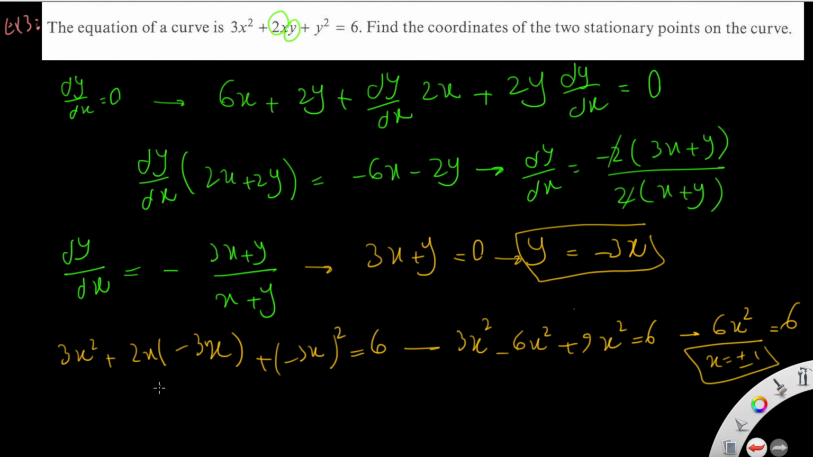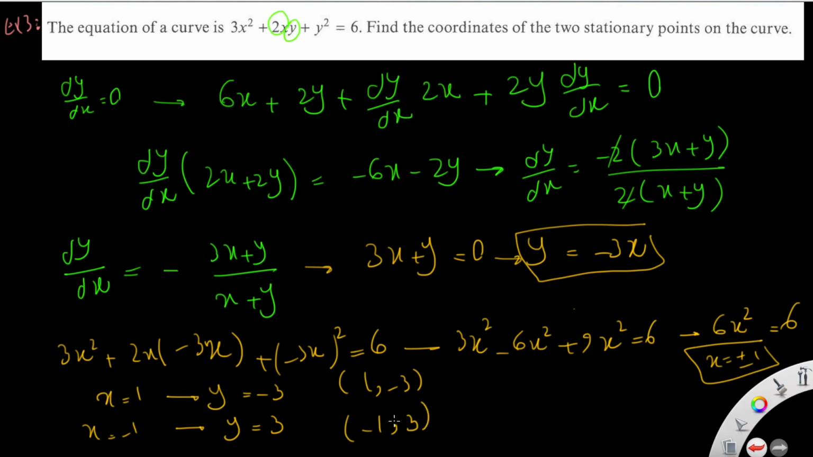So if x is 1 and you replace in the equation, y will be negative 3. So it is the first point, 1 and negative 3. And if x is negative 1, y will be positive 3. So the second stationary point is negative 1 and positive 3. These are the two stationary points.